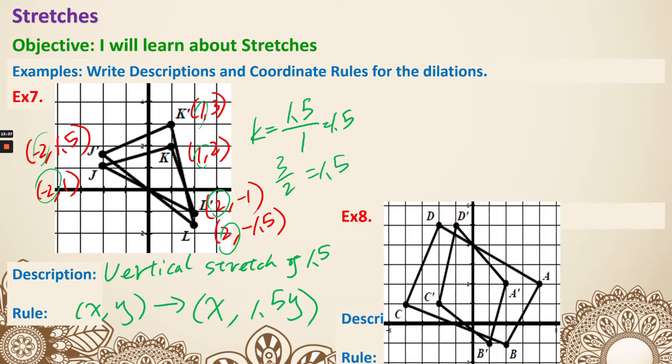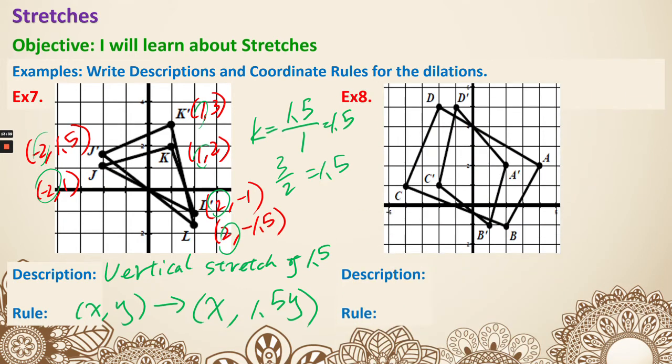Next, example 8. Same idea. Let's start by identifying some points. Again, you don't have to identify every single point. In fact, you just need around 2 pairs. So my A prime is 2, 2. My A is 4, 2. My B is 2, -1, and my B prime is 1, -1. D is -2, 5. D prime is -1, 5. And that should typically be enough.